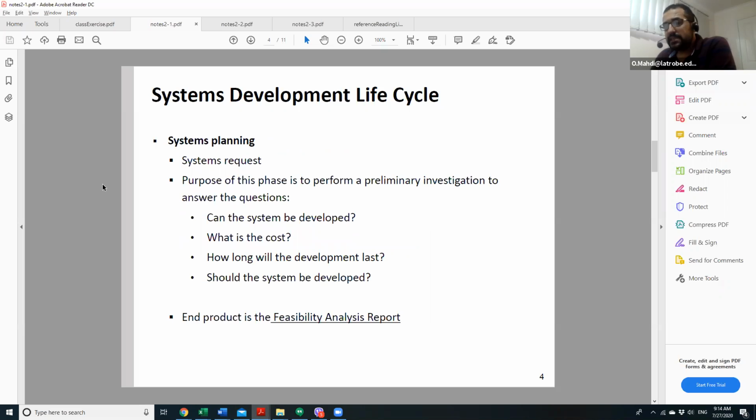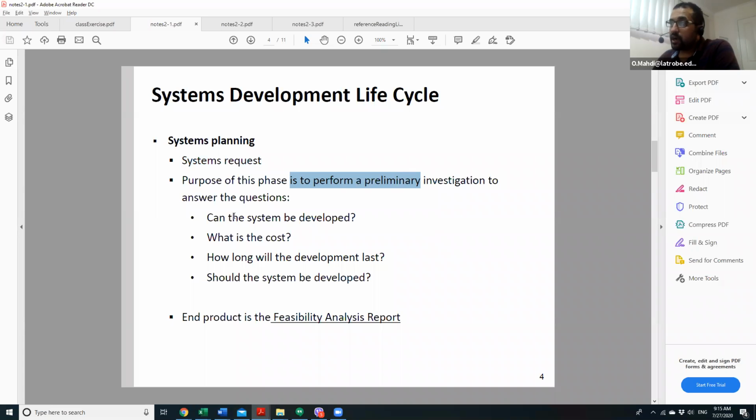Now, when we say system planning, what does that mean? System planning is quite clear from the name. It means that when you come up with a plan, an idea about the information system, the first thing you're going to have is something called the system request. We're going to talk about this one later. The purpose of this phase is to perform a preliminary investigation to answer the questions.